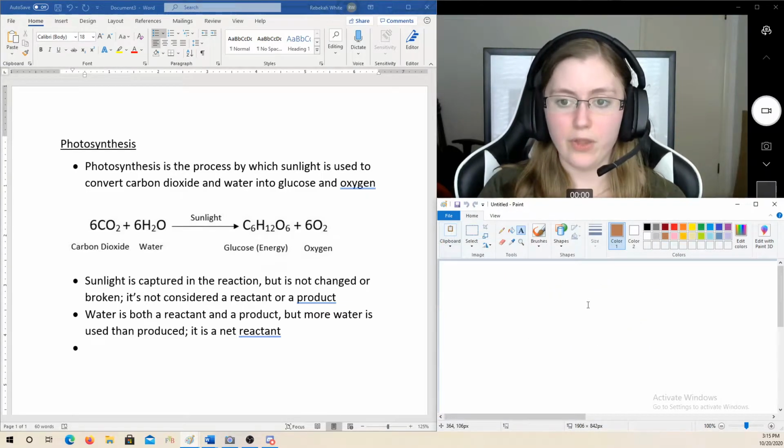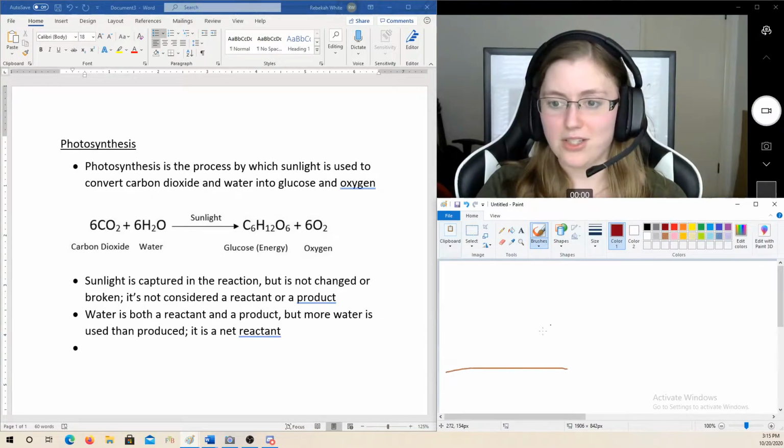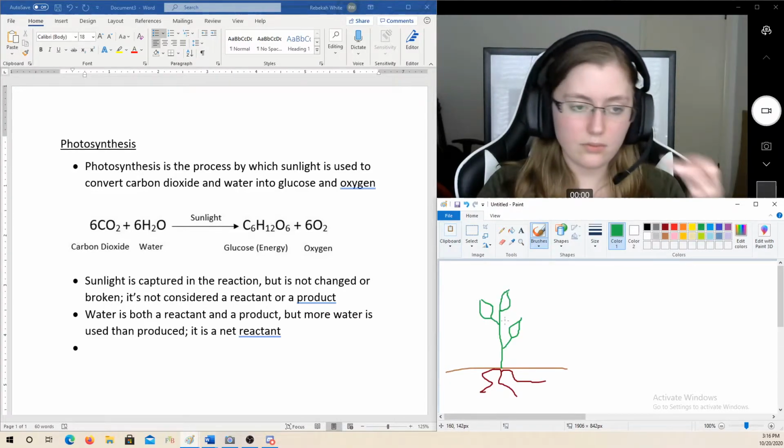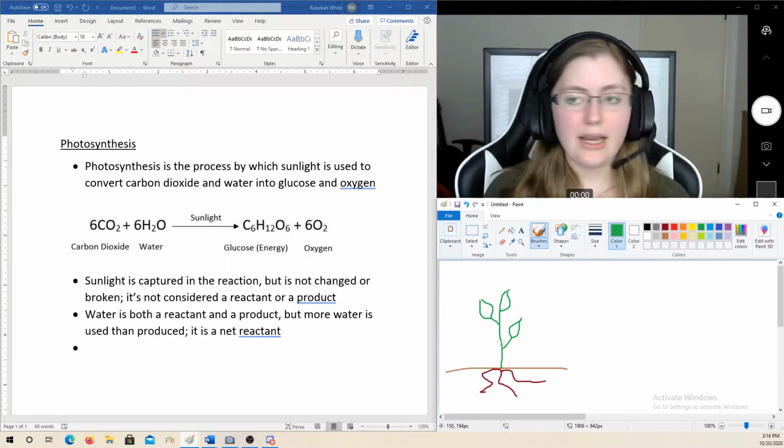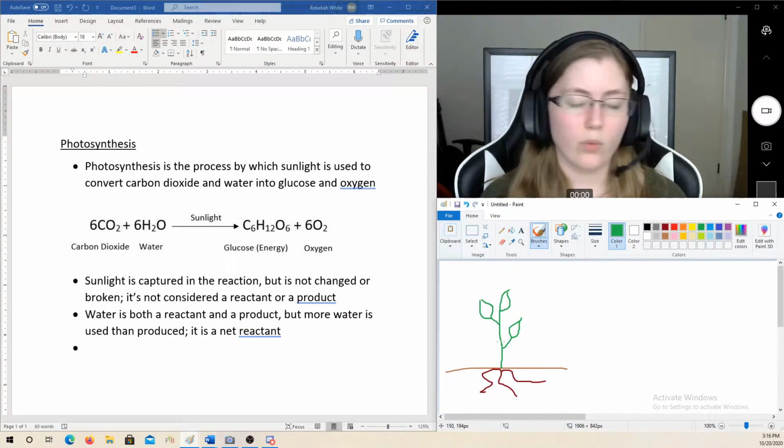So as we know, there are a few set parts of a plant that we almost always pay attention to. We have our roots, we have our stems, and then we've got our leaves, right? These are the most commonly talked about parts of plants. Okay, so anywhere in our plant where we have green pigmentation, we're going to be seeing photosynthesis occur.